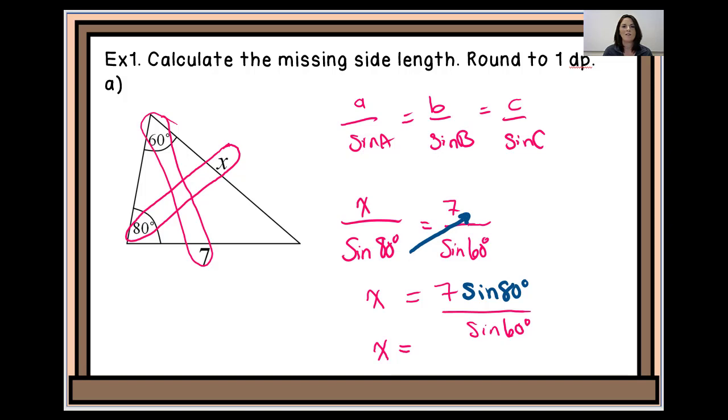So go ahead and give that a go, and I'll put the answer down and we'll see if we get the same answer. And remember, we're rounding to 1 decimal point. When I plug that into the calculator, we get 7.99, so we're going to round that to 8.0. And our units, we're not given units in the problem, so we can just write out the word units. And so remember, that's for the side length.